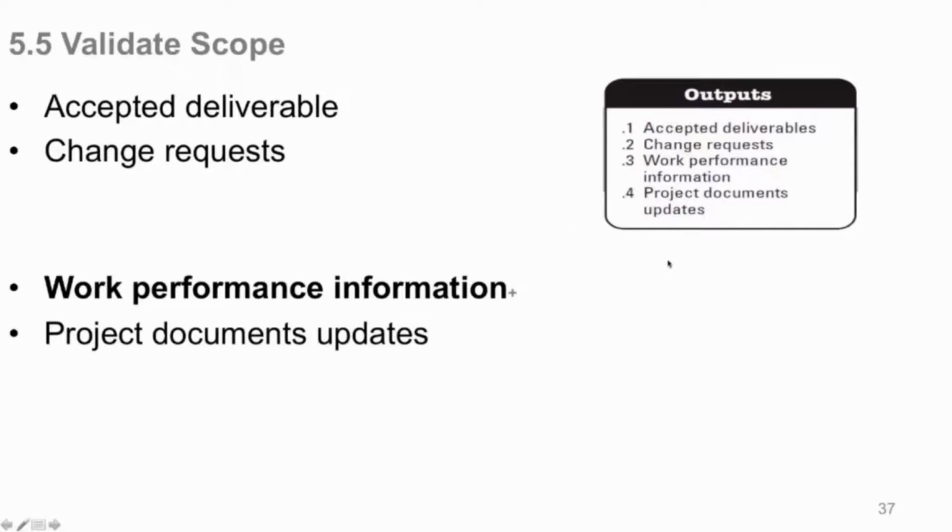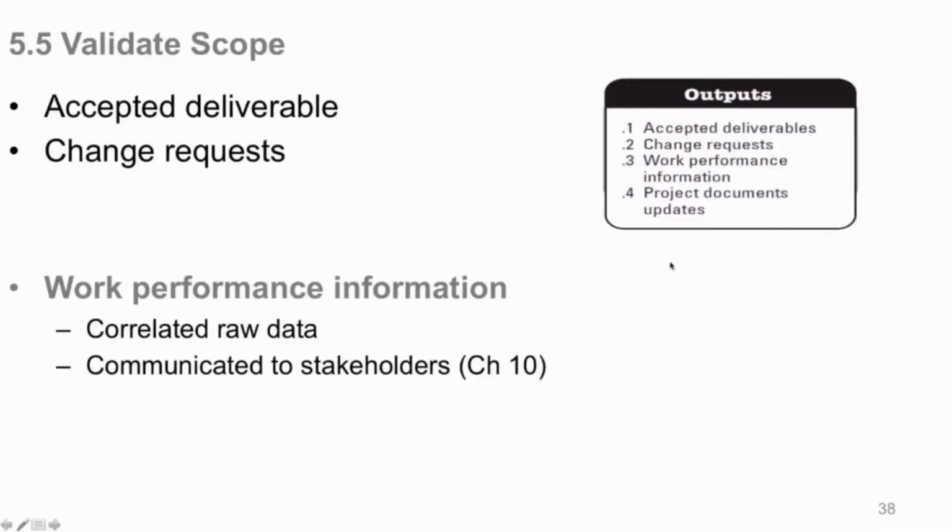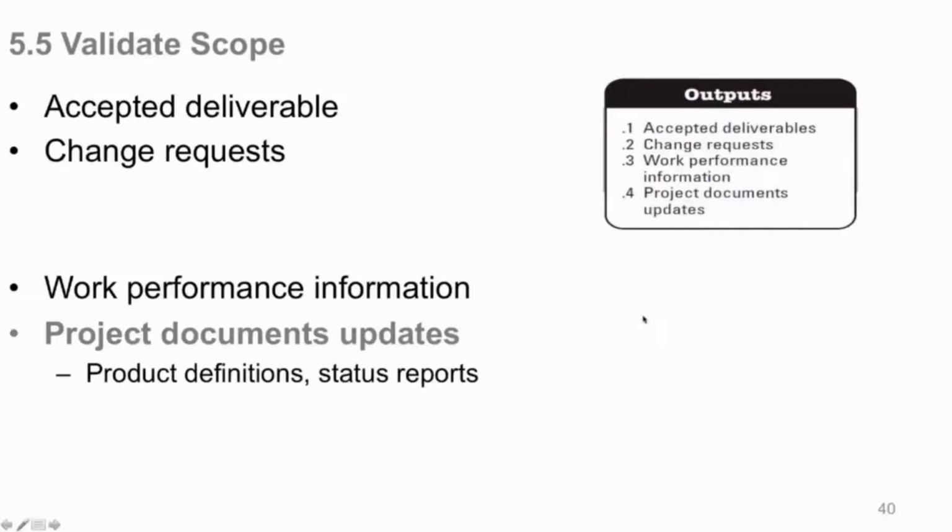Work performance information, it's your raw data. You communicate this to stakeholders as they may need to know some of these things from your processes. And your project document updates, product definitions, and status reports are specifically called out in the PMBOK as possible documents you may want to update because you are validating your scope.